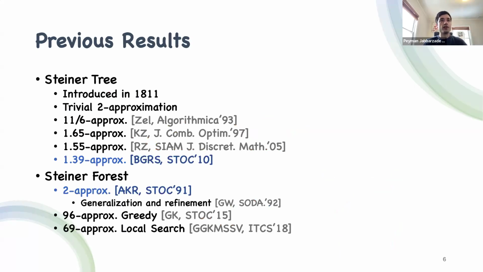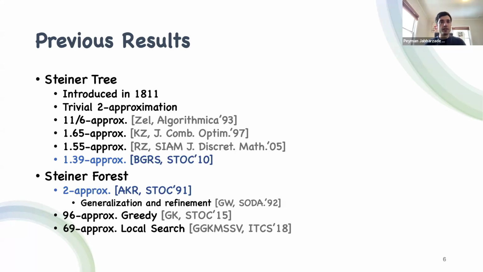So for Steiner tree, there is a trivial two approximation algorithm, but there are a lot of improvements on this. It starts with the 11 over 6 approximation factor of Zelikovsky. And right now, the best approximation factor is 1.39 by Byrka, Grandoni, Rothvoss, and Sanità. But for Steiner forest, since the two approximation algorithm of Agrawal, Klein, and Ravi, which Goemans and Williamson also generalized and refined, since then, there is no improvement on the approximation factor of this problem.